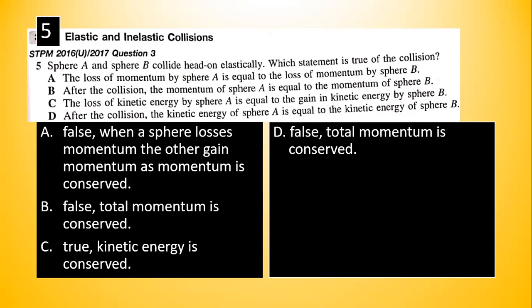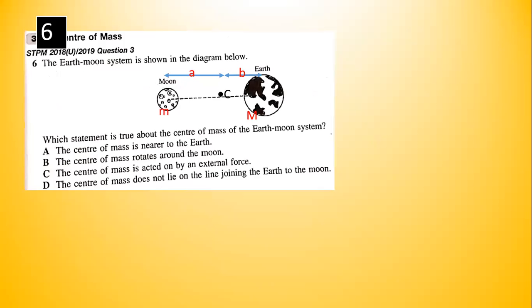Yeah, 6. Okay, the Earth Moon system is shown in the diagram below. Which statement is true about the center of mass of the Earth Moon system? I'll give the mass for you. This is a small mass of the moon, big mass, big M from Earth, and then distance B from the center of mass. C is the center of mass. Okay, center of mass is nearer to Earth. Is that right or wrong?